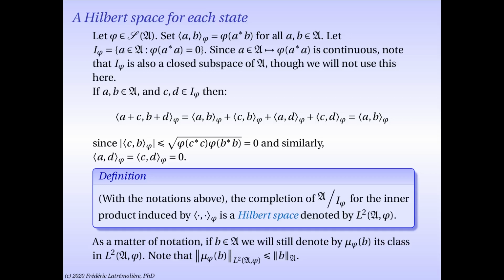Why we have this inequality comes from the fact we're working here with a state, so it's a nice positive linear functional of norm 1. So in particular, what is the square of the norm of mu sub phi of B? Well, the square of that norm is equal to phi of B star B, which is less or equal than the norm of B star B, which is, as you know, equal to the square of the norm of B, since this is a C star norm. So by taking the square root, we get the inequality stated here.